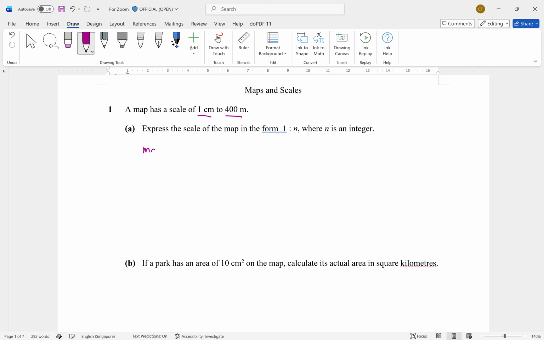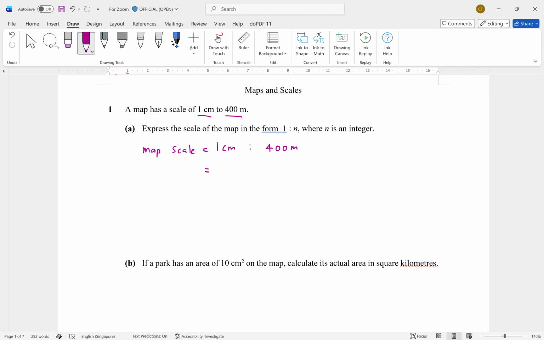Right, so the map scale is equals to 1 cm. So the left side always represents the map and the right side represents the actual ground. Okay, so 1 cm represents 400 meters.